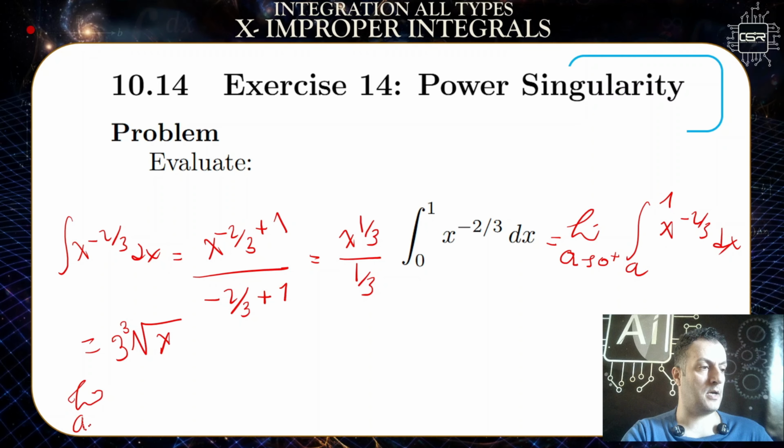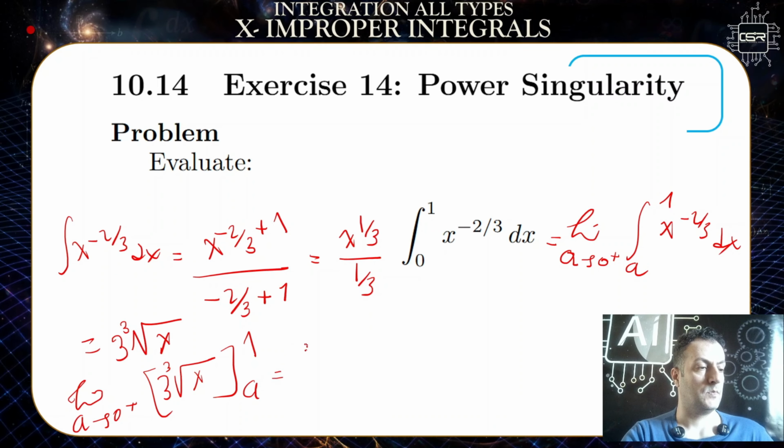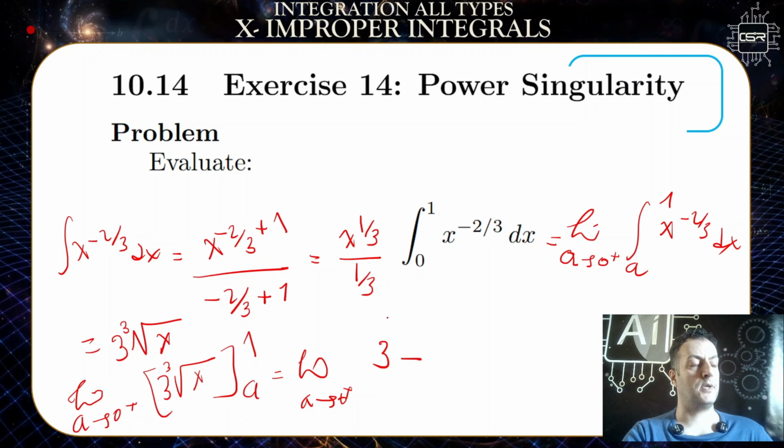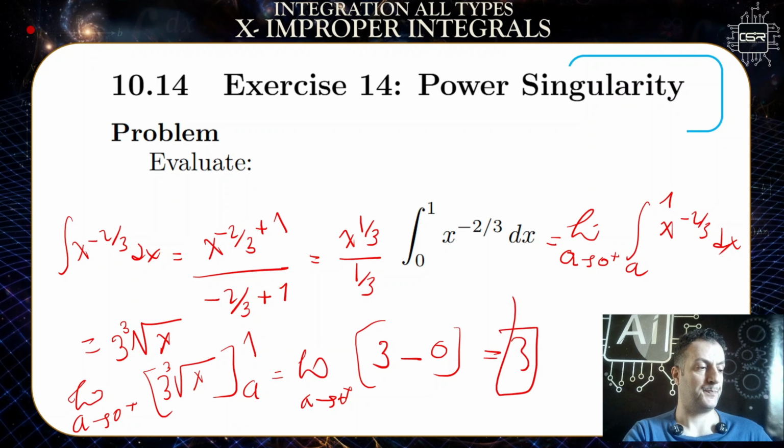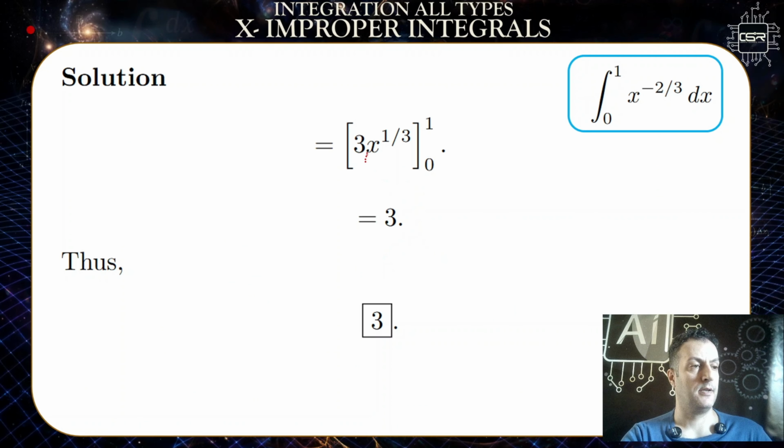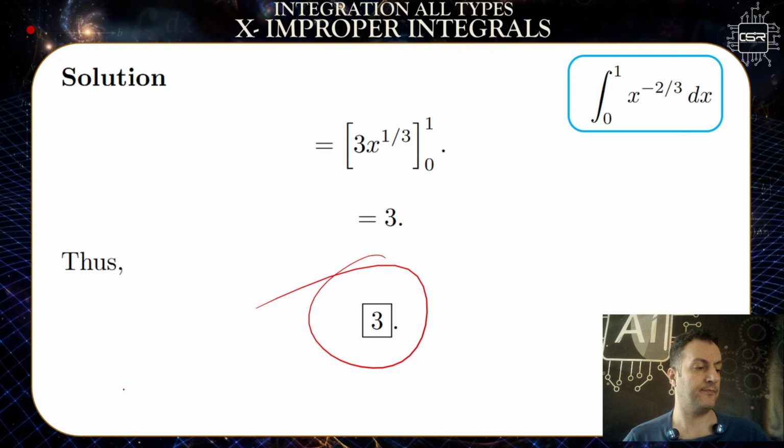So the limit as a approaches 0 plus of 3 times the third root of x between 1 and a, equal to the limit as a approaches 0 plus. So this is 3 minus 3 times the third root of a, with a being 0, equal to plus 3. And this is the solution: 3 times the third root of x between 1 and 0 equals 3.